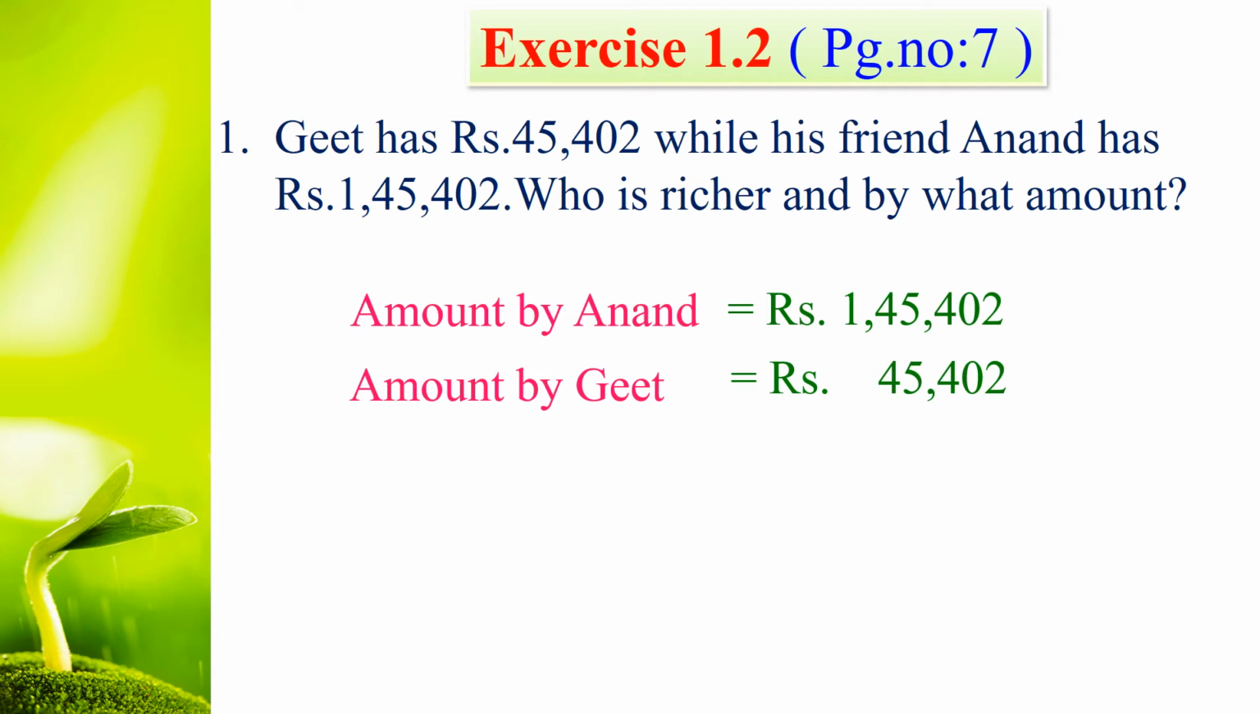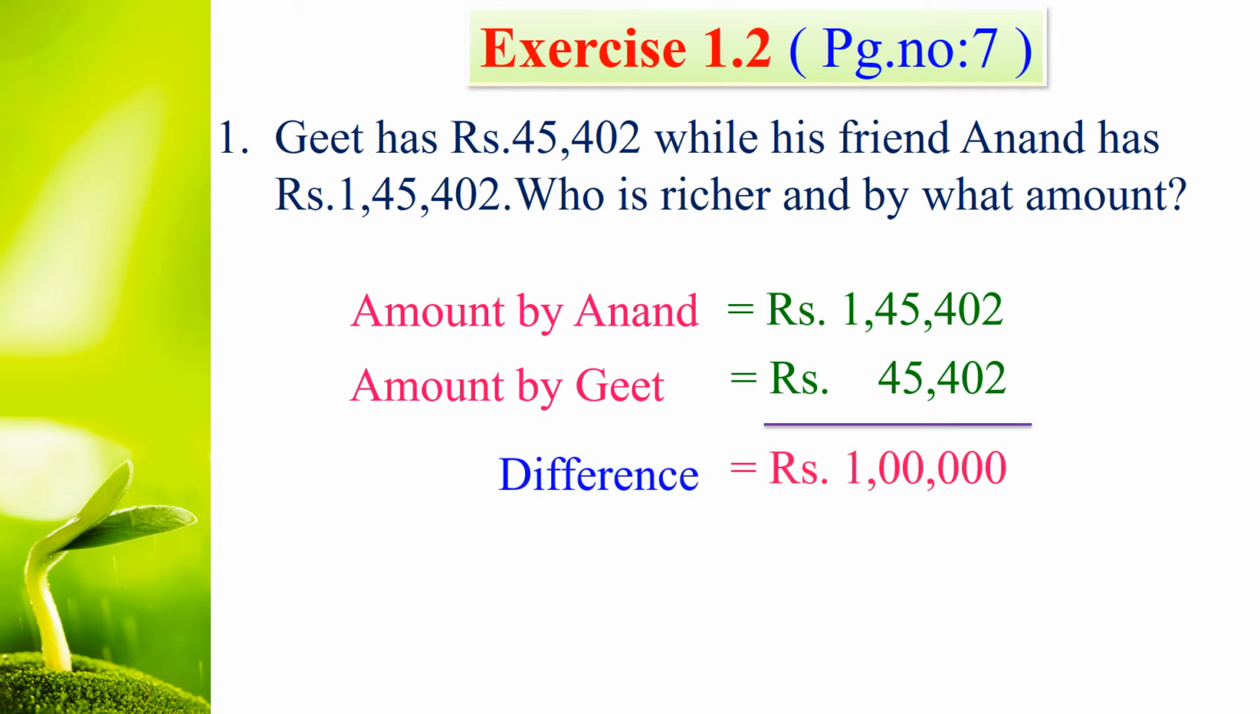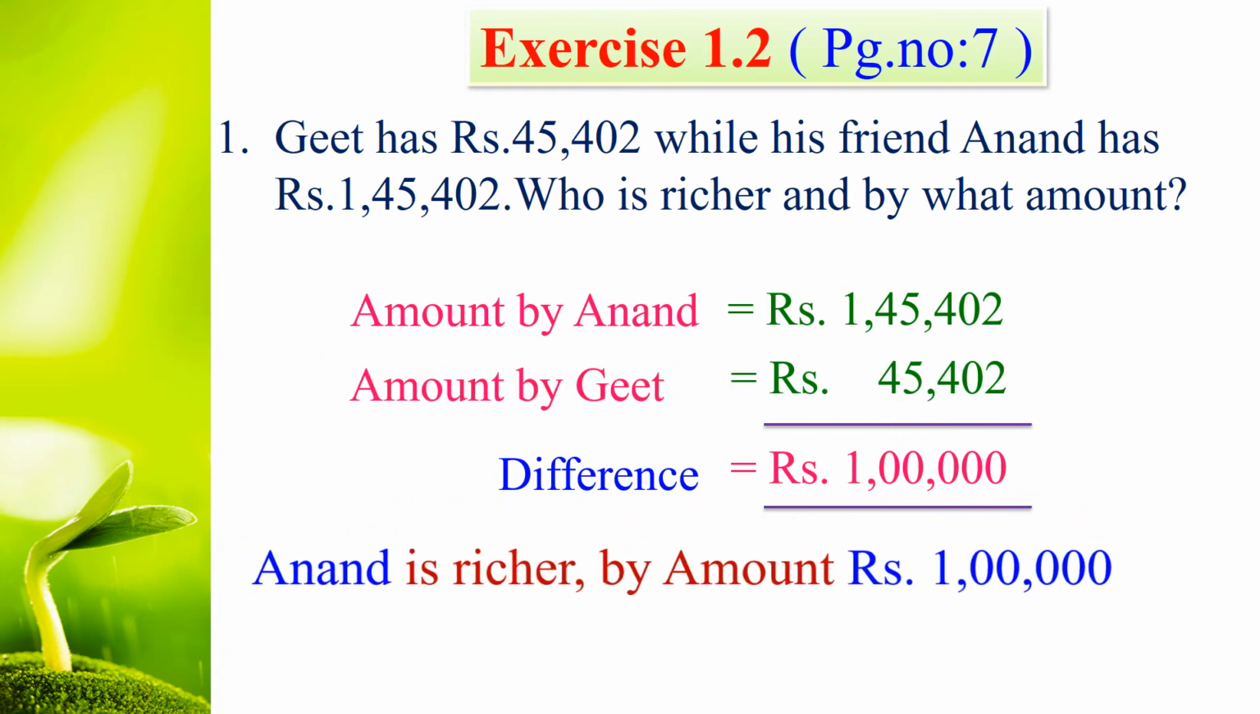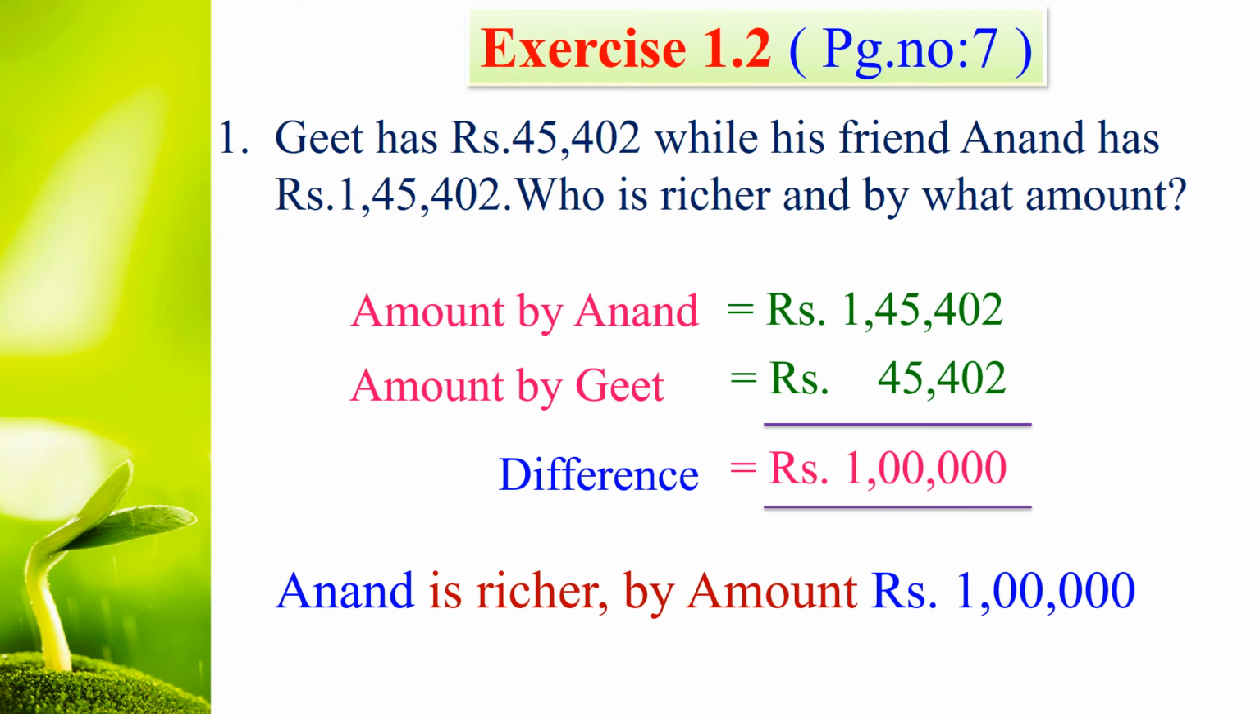Let's find the difference between the amounts of Anand and Geet. So the difference is 1 lakh. Therefore, Anand is richer by rupees 1 lakh.